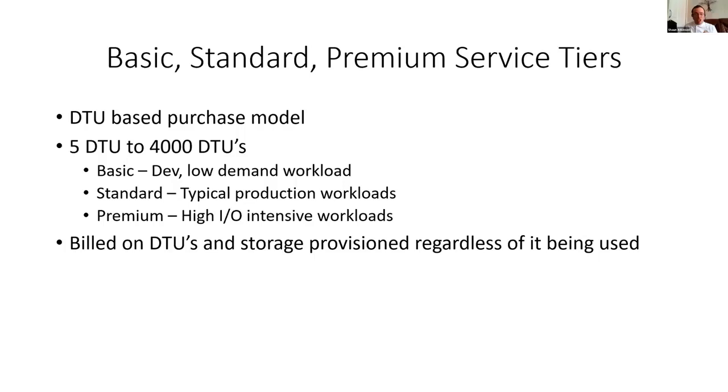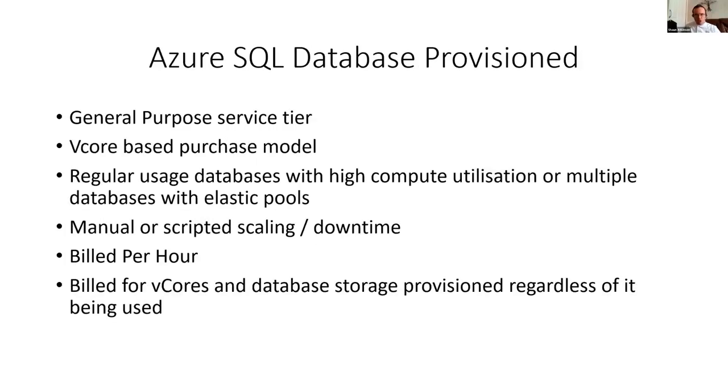So to solve some of that mystery, they then introduced the general purpose service tier, or what we know today as Azure SQL Database Provisioned. This was a vCore-based purchase model, and Microsoft fully documented how much CPU and memory you got per vCore. Again, it was designed for regular usage databases that had high compute utilization or multiple databases with elastic pools.